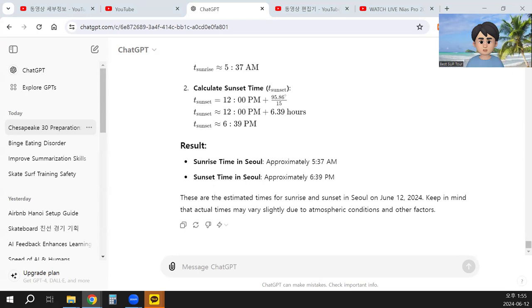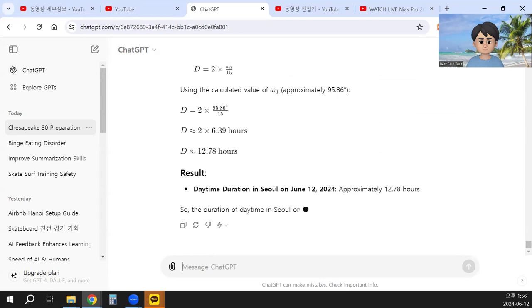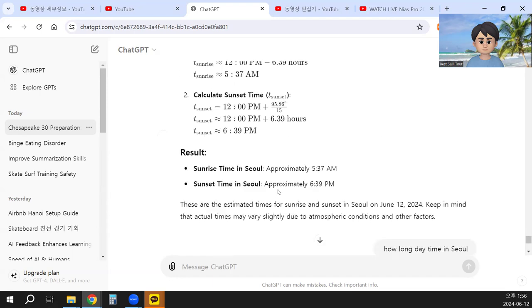How long is the daytime in Seoul? 1 hour 9.